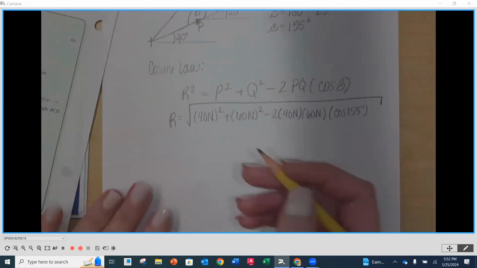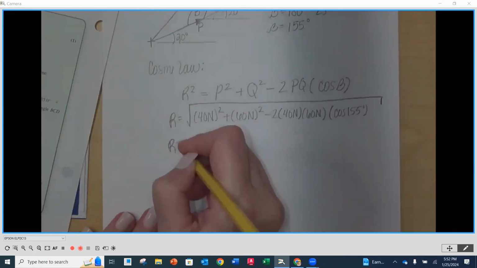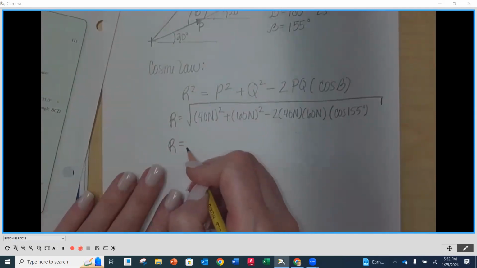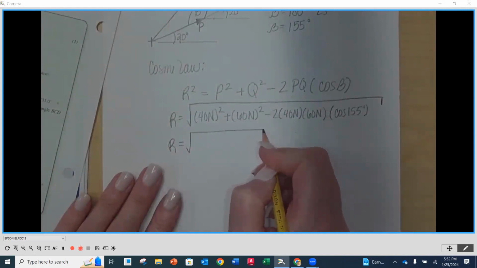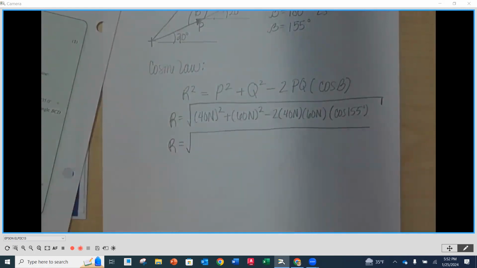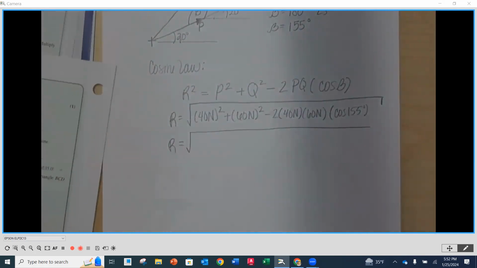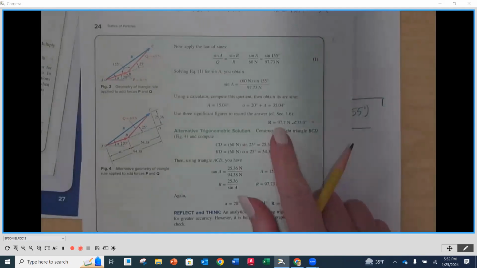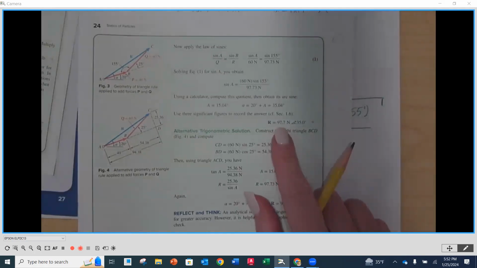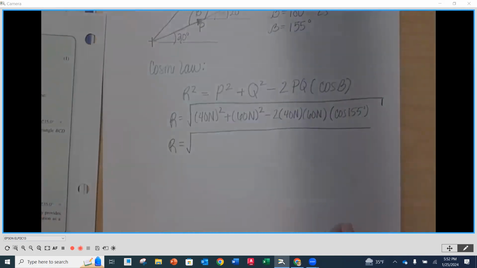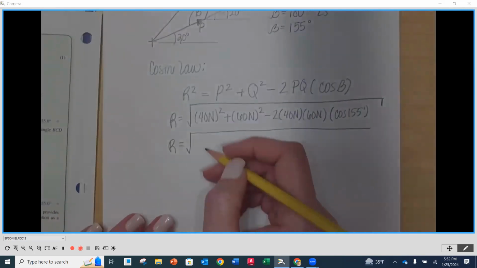All right. So go ahead and solve this. Now, what I'm going to do is I'm going to kind of break it into chunks so you can compare the chunks if you need to, but go ahead and punch it in your calculator. The final answer you can compare. It's right here in our example problem. You're supposed to get 97.7 newtons. That's why we're doing the sample problems, to make sure that you can get the same answer.